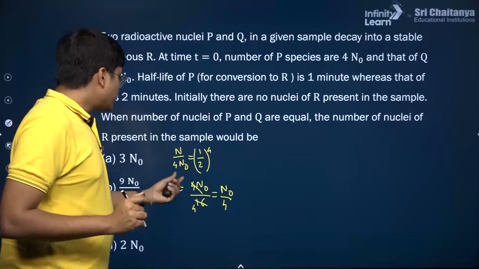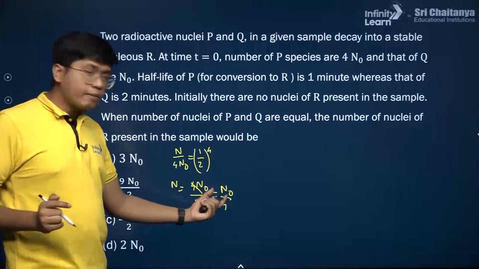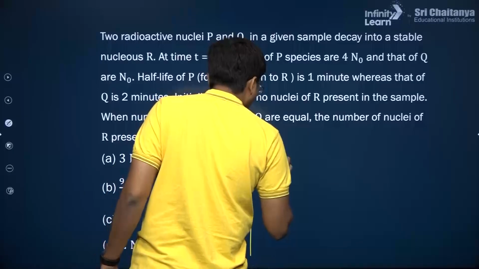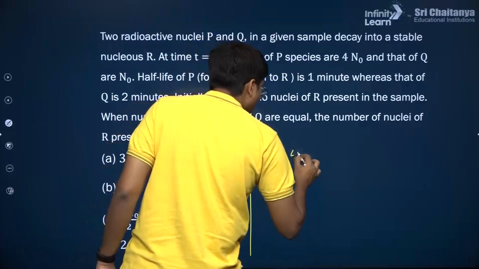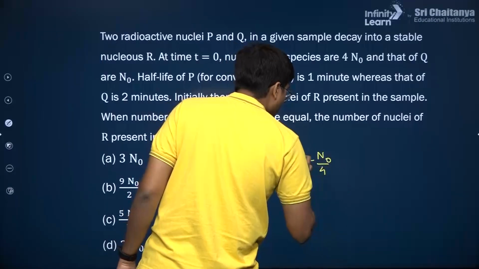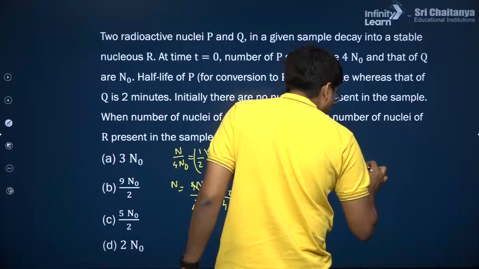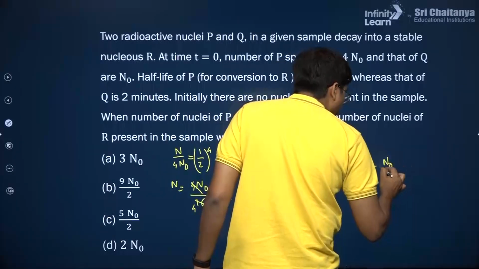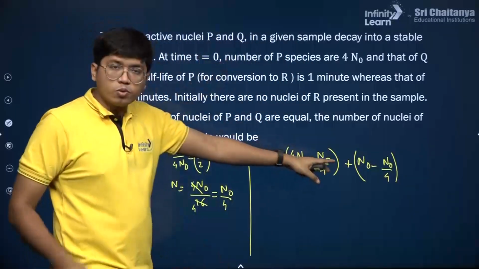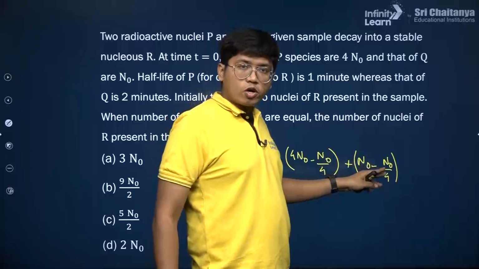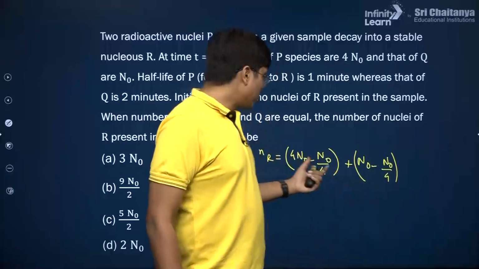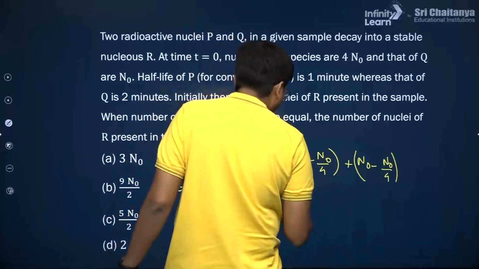So how much has actually converted into R? This is the remaining number. So how much has converted into R? So nR is equal to 4 n naught minus n naught by 4, plus n naught minus n naught by 4, because this is for the second species Q, where the original number was n naught, but after time t the number remaining is the same. So that is why the number that has converted into R is different.